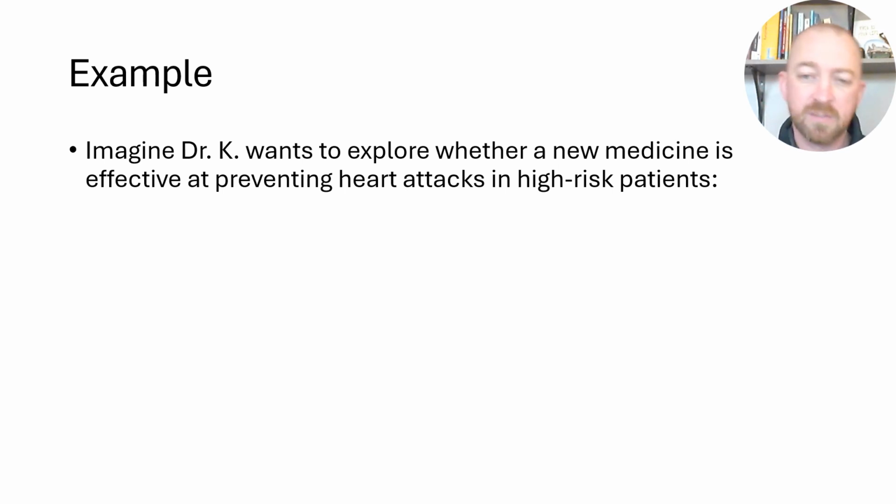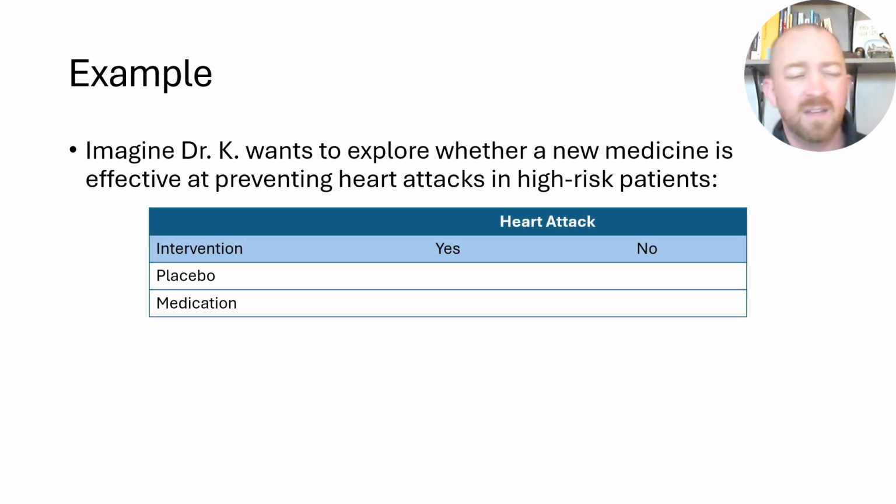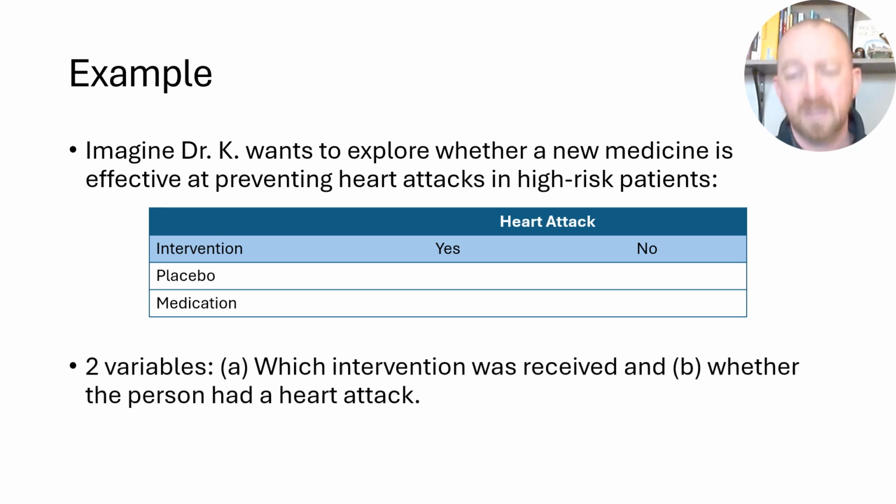So let's imagine that there's somebody named Dr. K. They want to see if this new medication is actually effective at preventing heart attacks. You can just ignore the research methods portion of all this. Just imagine that's relatively sound. Essentially, they want to randomly assign everybody to either the placebo condition or the medication condition, and then see if they have a heart attack over, we'll say, the next 6 months or whatever. It doesn't matter for our purposes. However, of course, in your research methods course, that would very much matter.